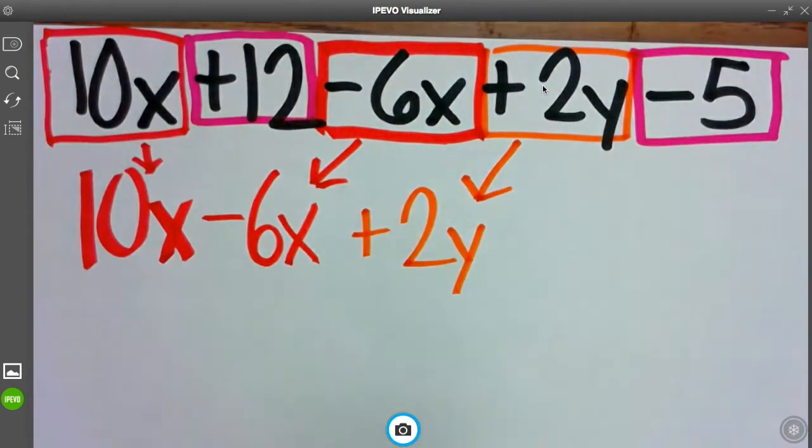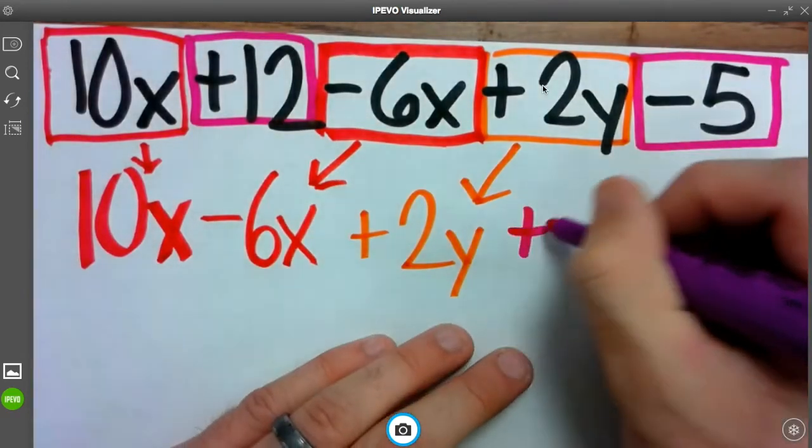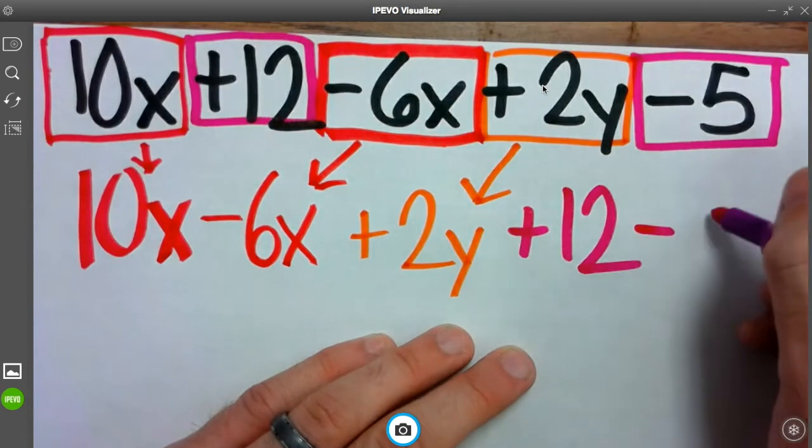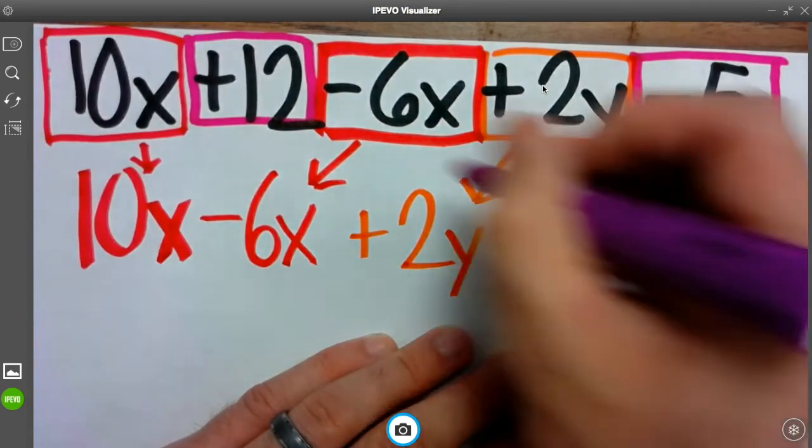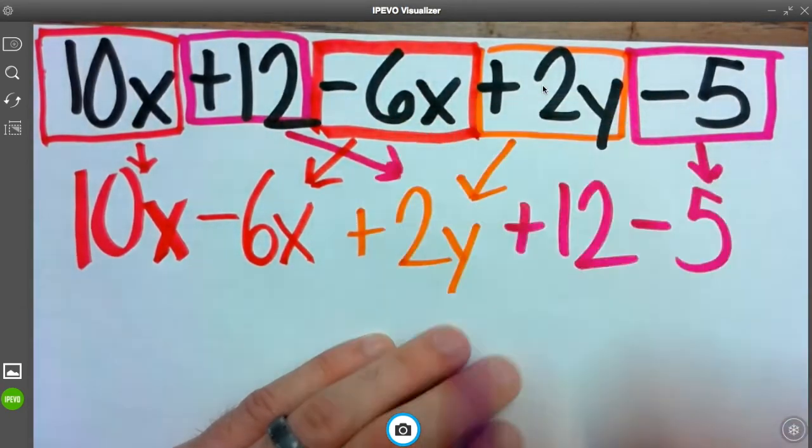And of course, we don't have any others. And then I'm going to do my constants. So I have plus 12 minus 5. So of course, those come from these two places.